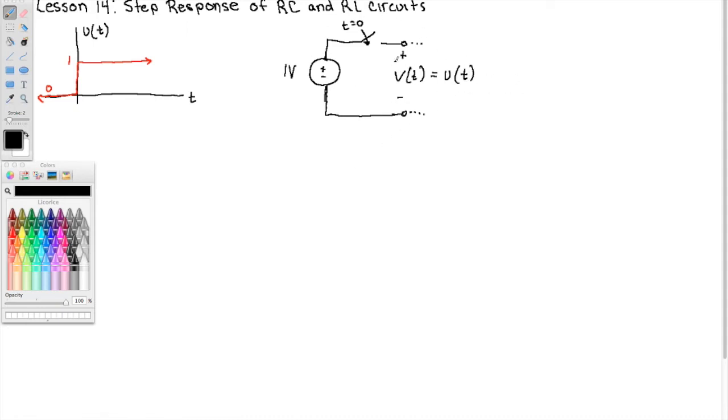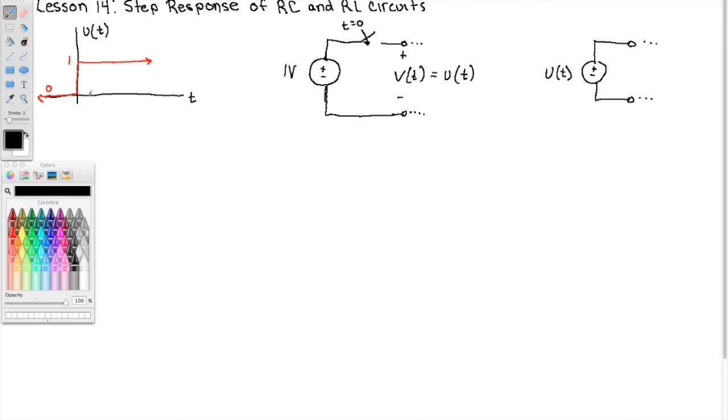I can replace the switch and the voltage source simply with a voltage source and say that the voltage here is U of t. The switch is gone because the switch is inherent to the unit step. Here's the switch in the unit step.